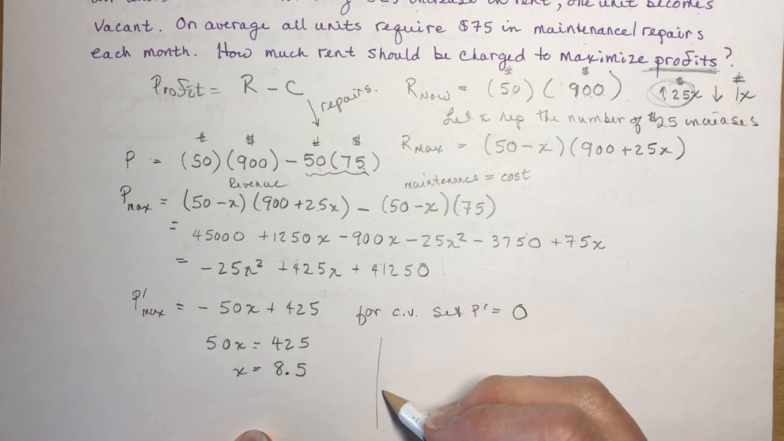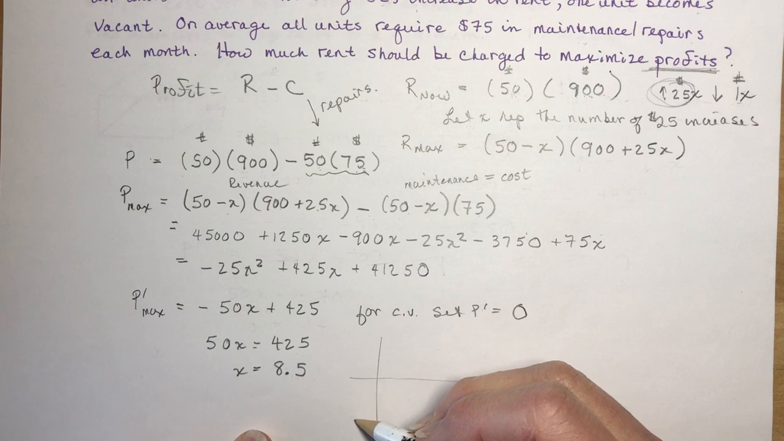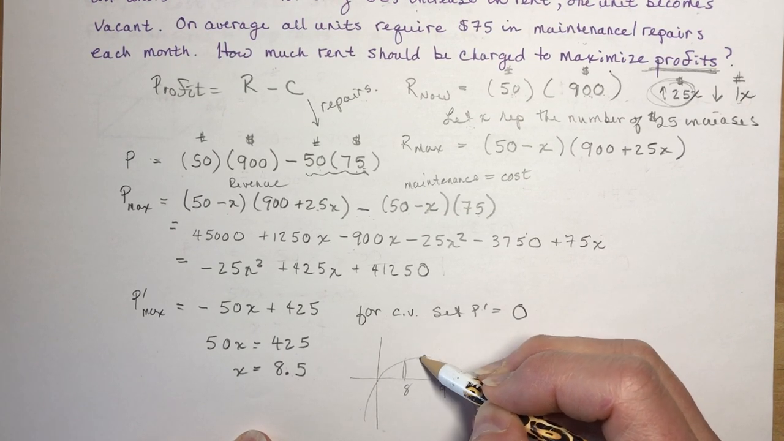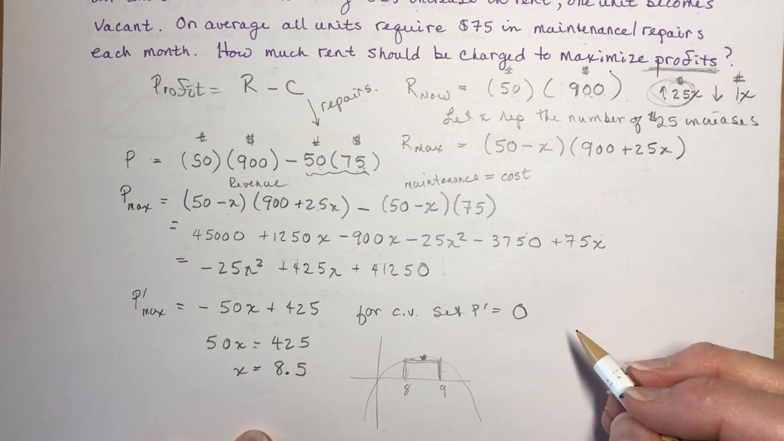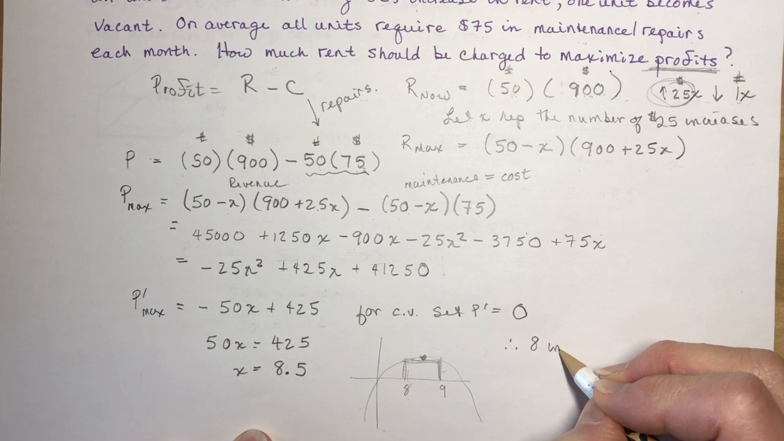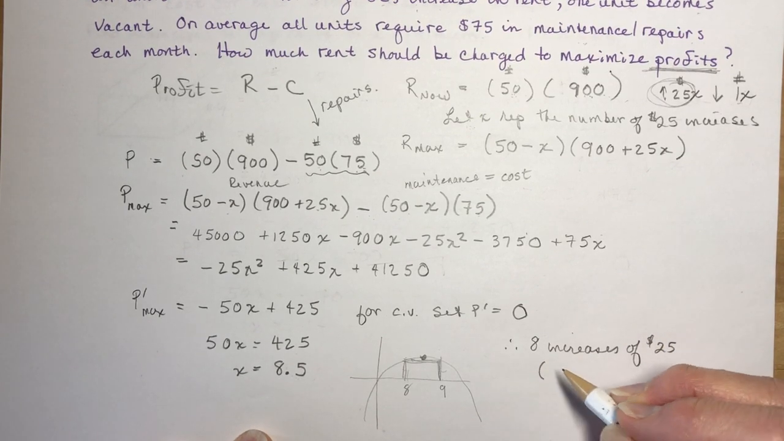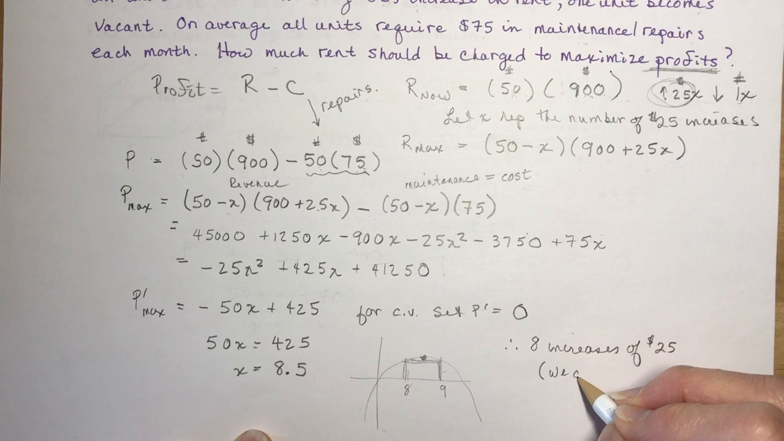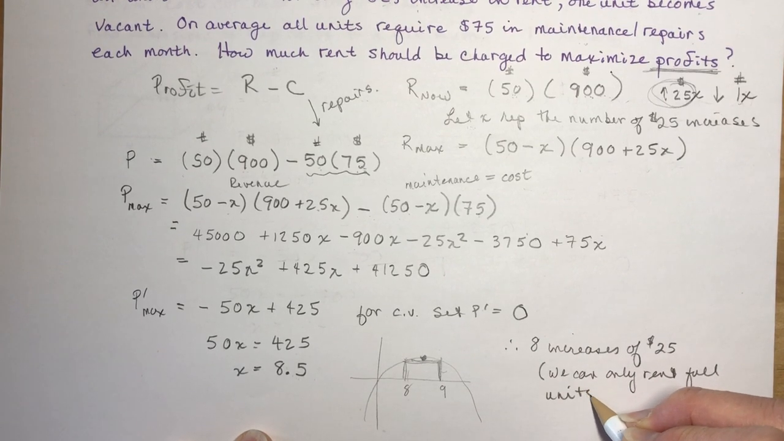Now it doesn't matter, because basically what's happening here, we have a concave down parabola, right? So if something is concave down, let's see, here's 8 and here's 9, and here was the max right in the middle. So you can choose 8 or 9 and you would have the same value. So let's choose 8. So then we would say, therefore, 8 increases of $25. And you might want to say, just so you're explaining to your teacher why you picked 8, we can only rent full units, right? You can't rent out half a unit.